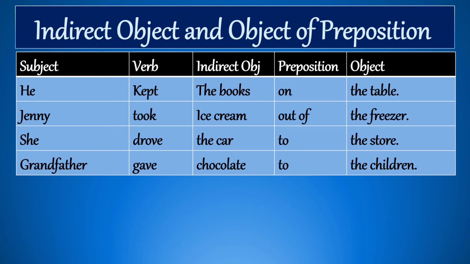Jenny took ice cream out of the freezer. Out of what? Out of the freezer. So, out of is the preposition here, and the freezer is its object.